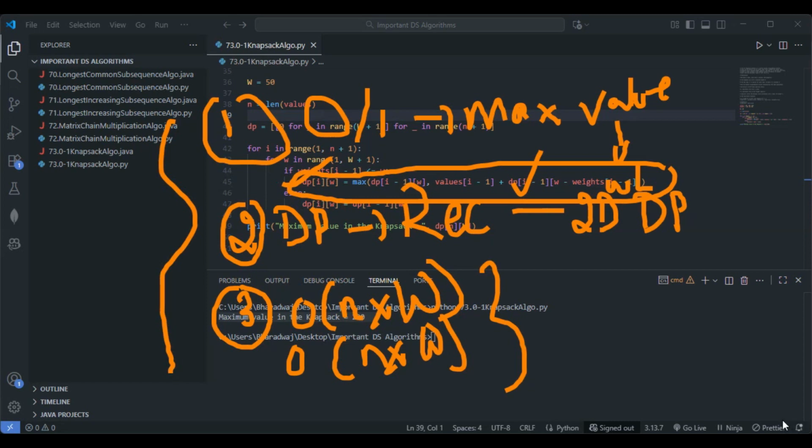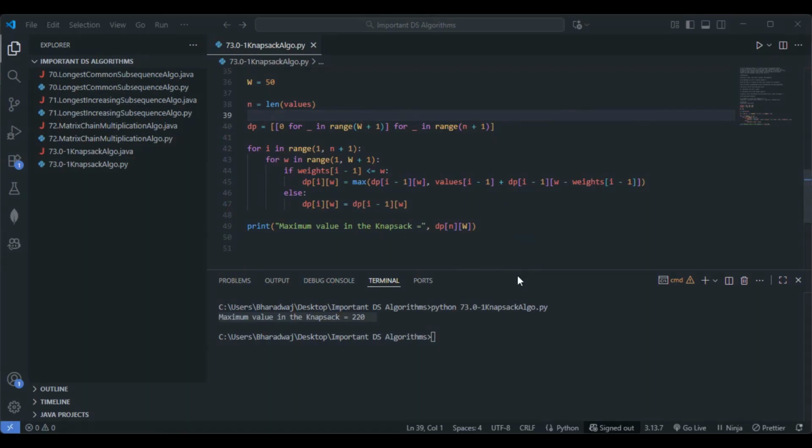So now we are done with the 0/1 knapsack problem, the algorithm. Next, as I've said, we'll be discussing the topic of the unbounded knapsack algorithm. For now, this is it.